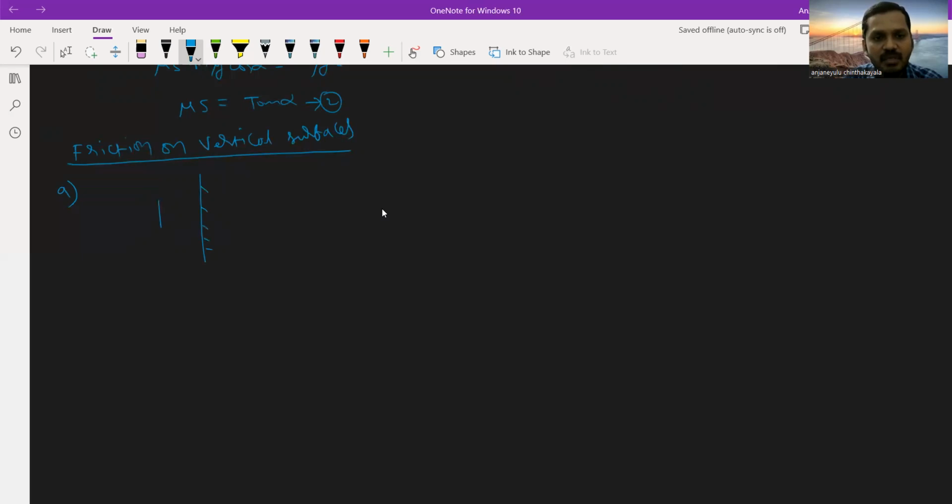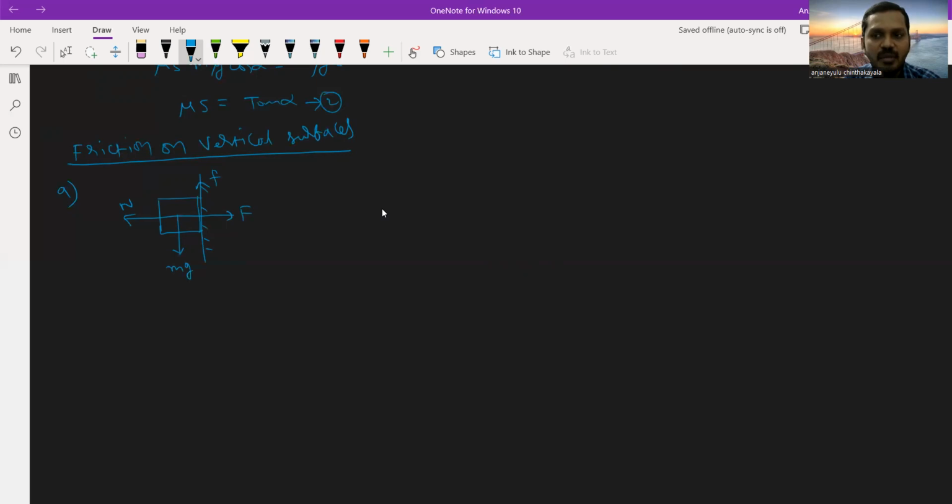and one block is compressed towards the vertical surface with a force F. This is the compressional force by the block towards the vertical surface. This force exactly balances the normal reaction N acting on the body, and the weight of the block mg acts in the downward direction. For equilibrium, the downward force, which is the weight of the block, should be balanced by the frictional force, which is acting in the upward direction.